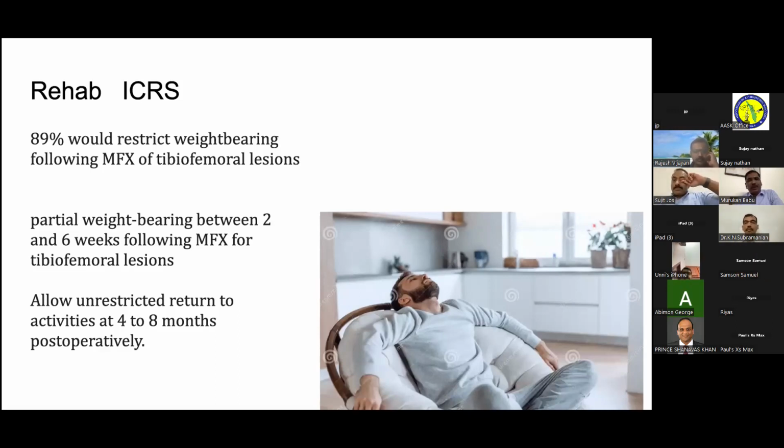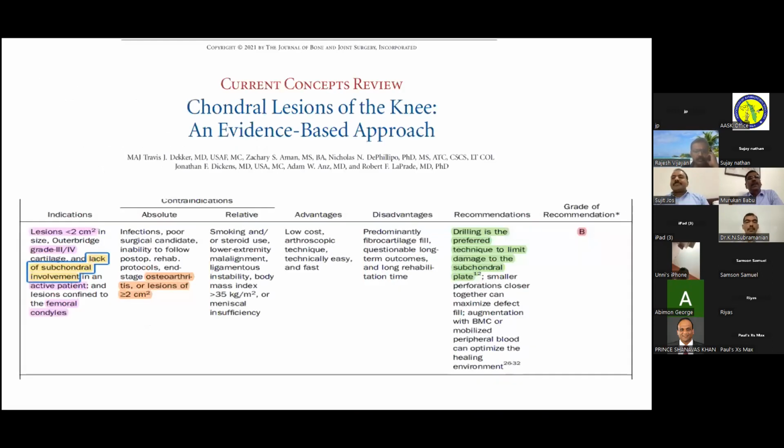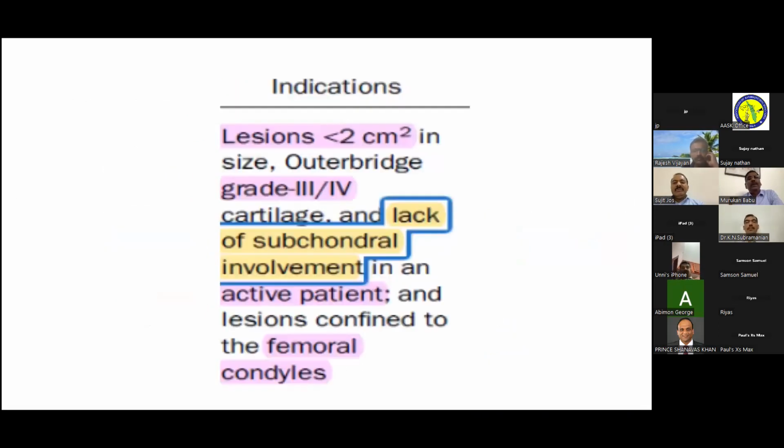So this was about the ICRS suggestions. This paper, the JBJS paper in 2021, is a current concepts review with contributions on microfracturing. The indications are on the left-hand side, though it's not that visible, so this is the enlarged version. Lesions less than 2 centimeters square in size, grade 3 and 4, and lack of subchondral involvement. So we are discussing that. This paper says microfracturing is only for people with a lack of subchondral involvement, active patients, and lesions confined to the femoral condyle. This was the indication given in that paper.